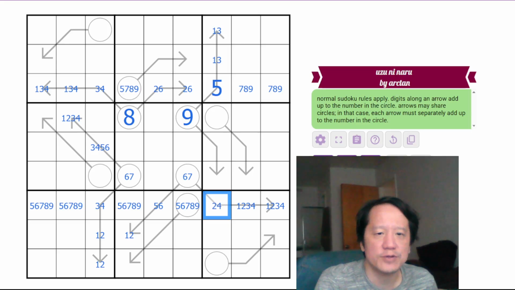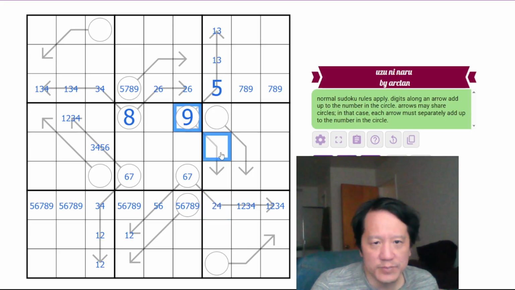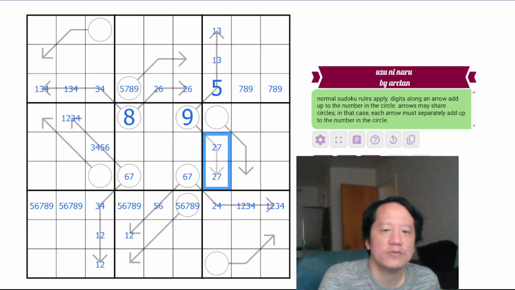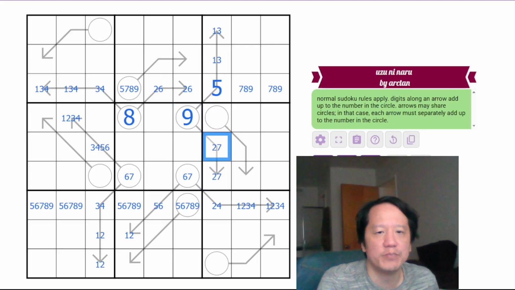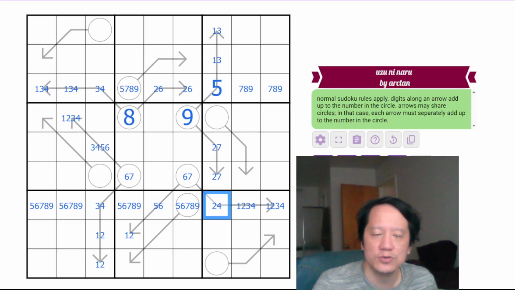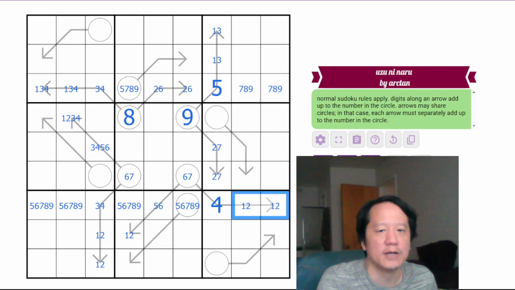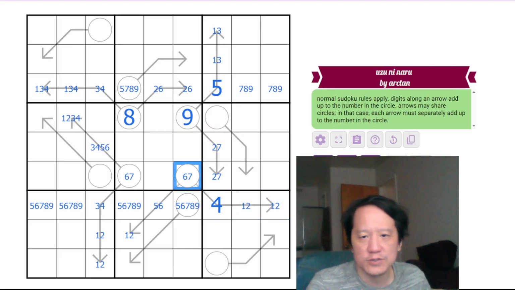So no 1 or 3 here. This adds up to 9 without 1, 3, or 5 available. So it has to be 2 and 7 here, which eliminates 2 and 7 in the rest of the column. So this can't be 2. This is 4. That means this must be 1, 2, and 4, adding up to 7. So this is 7 here.